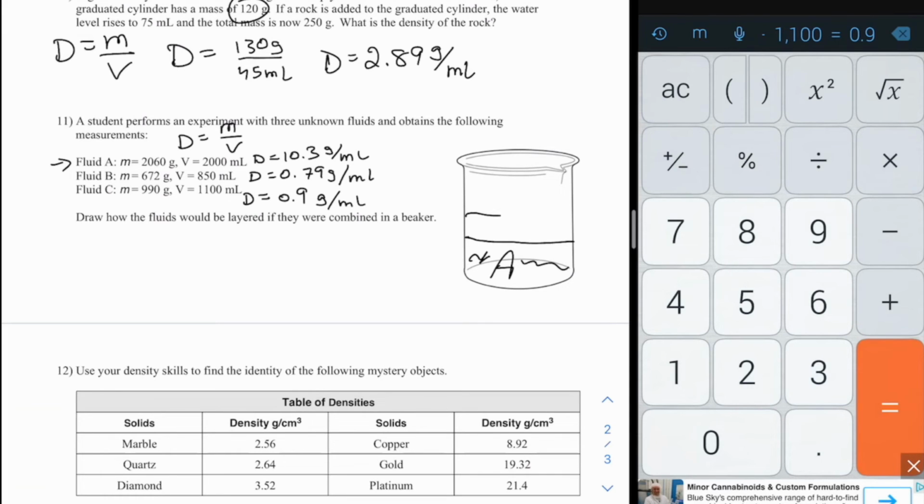So it's about half of what A was. So that's C. Okay, and then our final one is B. It's the lightest, and it was 850, so it's a little bit less than that. So it's going to be up here, and that's B. So that's what they would look like in there.